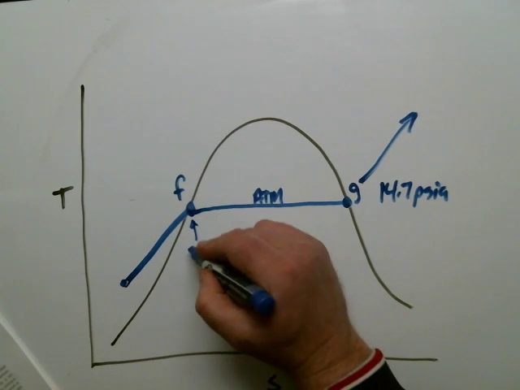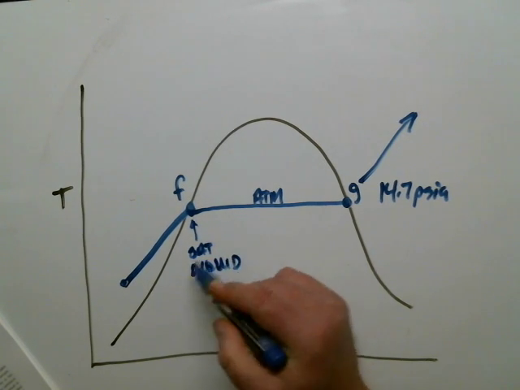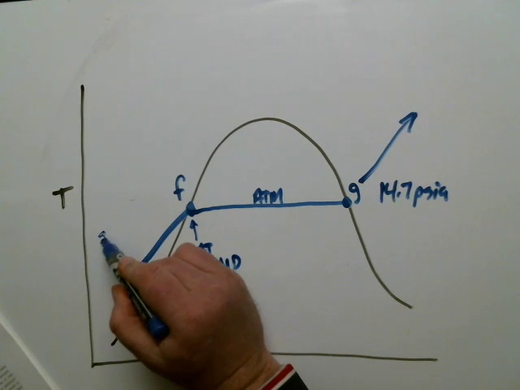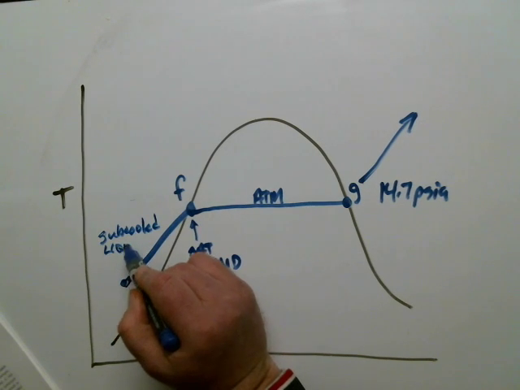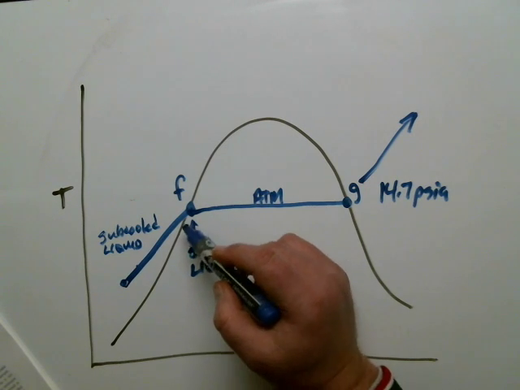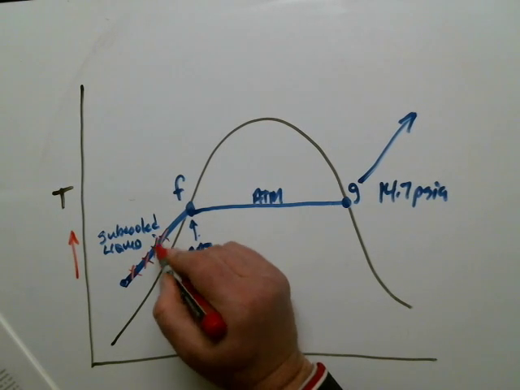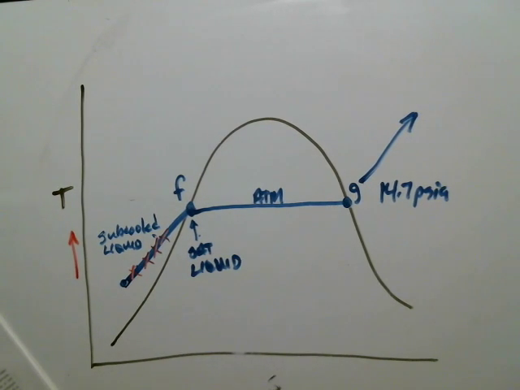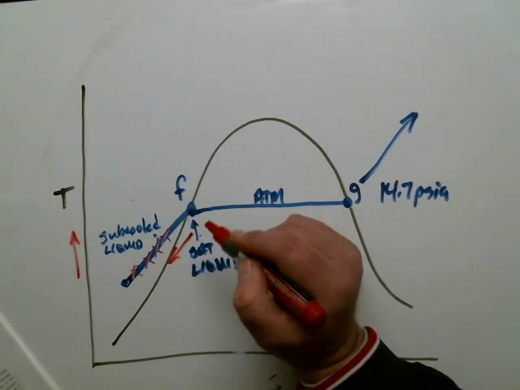When I have energy less than this point F, I'm less than a saturated liquid. The energy down here is called subcooled. The liquid is called a subcooled liquid. It's less than a saturated liquid. It's not saturated with energy yet. And if we add energy to a subcooled liquid, I see temperature go up. This is where I saw a temperature increase as I started adding energy. So a subcooled liquid is one that exists less than the saturated liquid point.